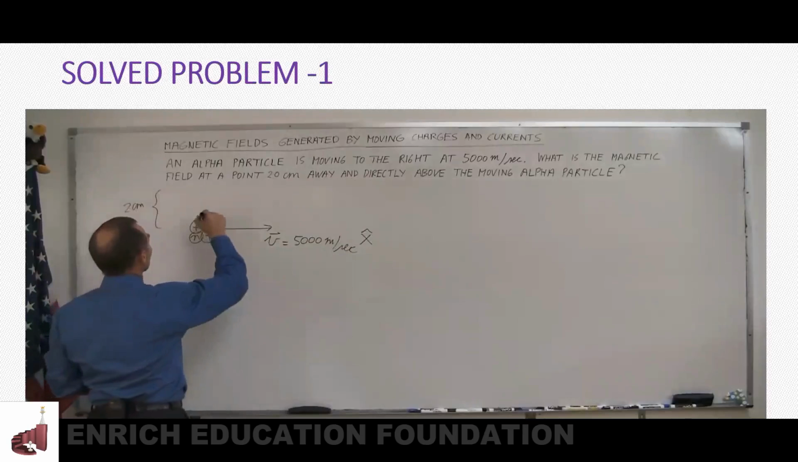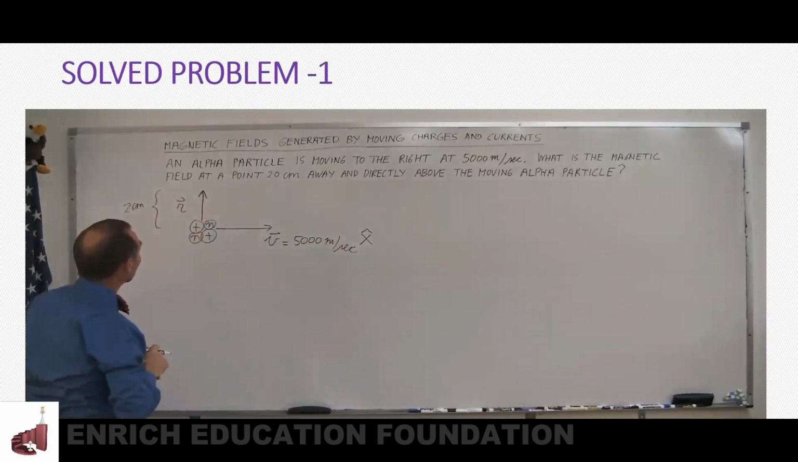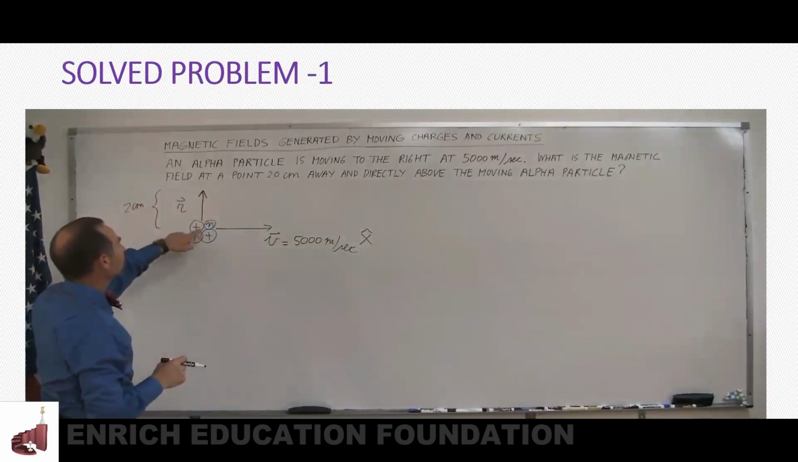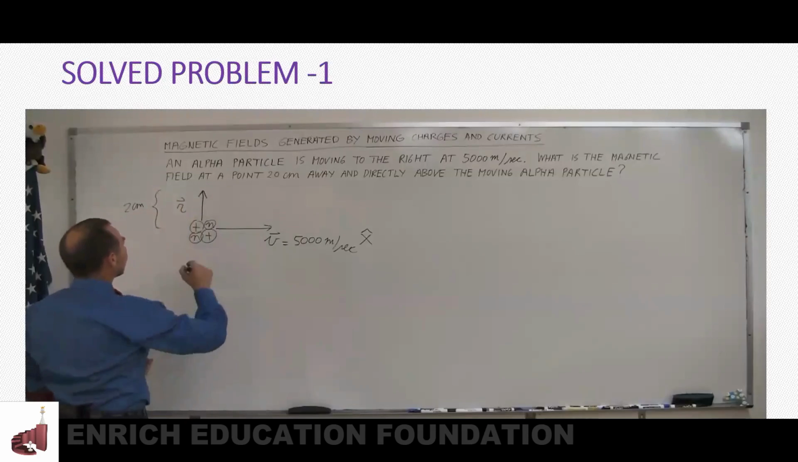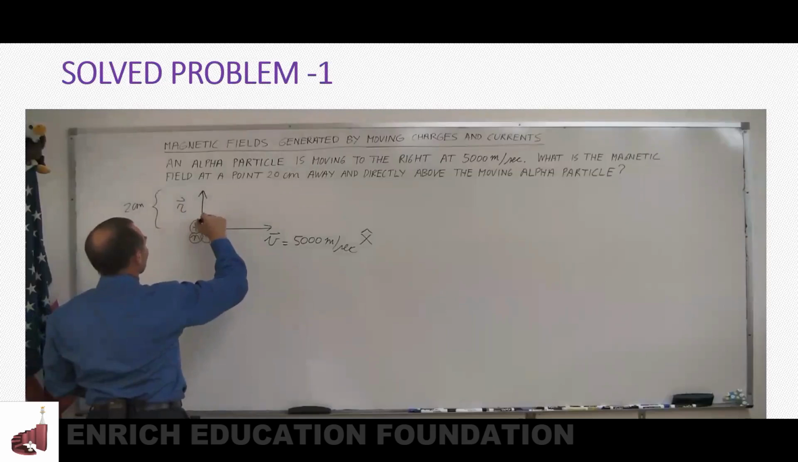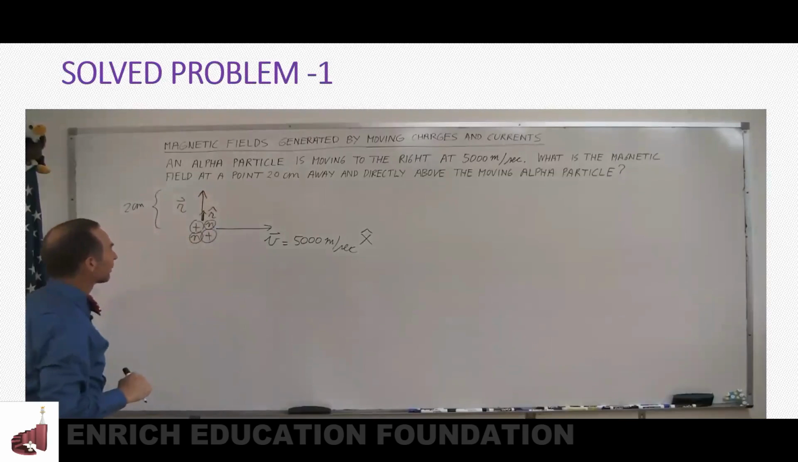So we can draw a vector to that position. This is our position vector, the vector that points from the particle to the position of interest. The unit vector in that direction, we'll call r with a little hat on it.